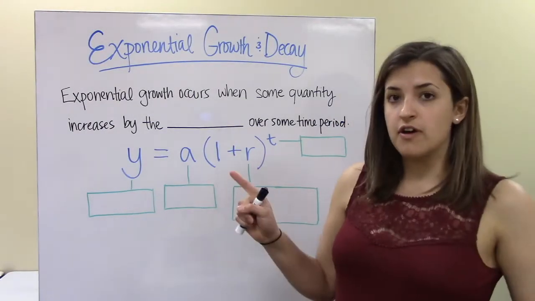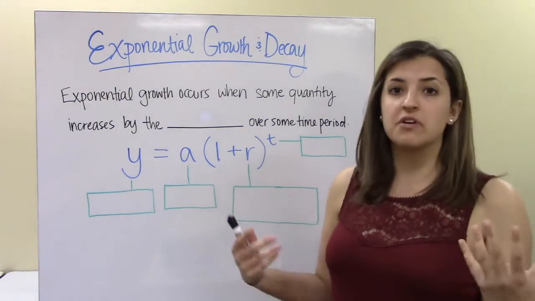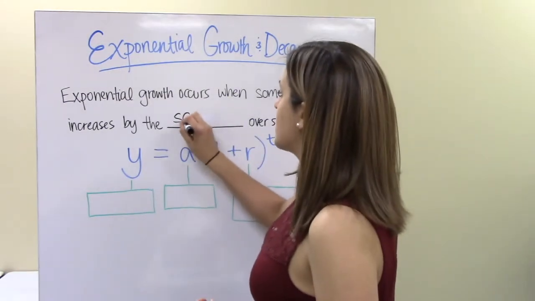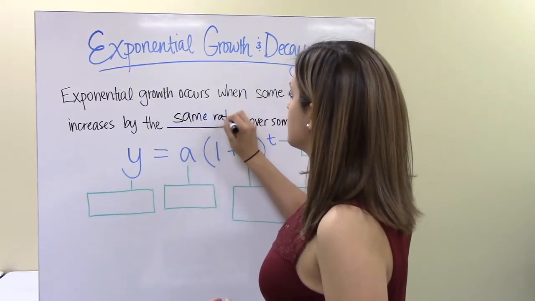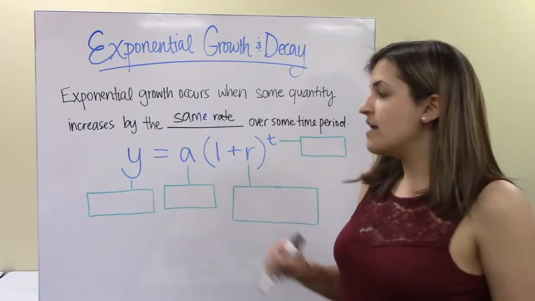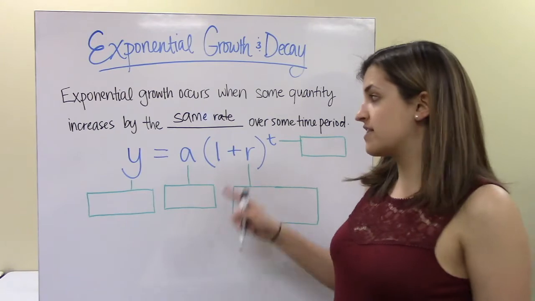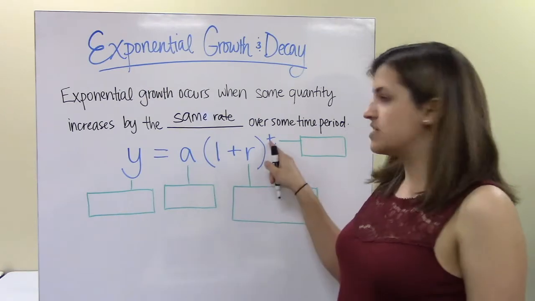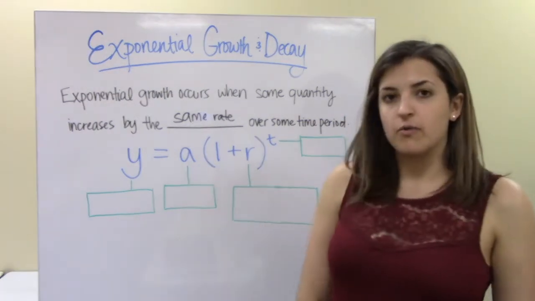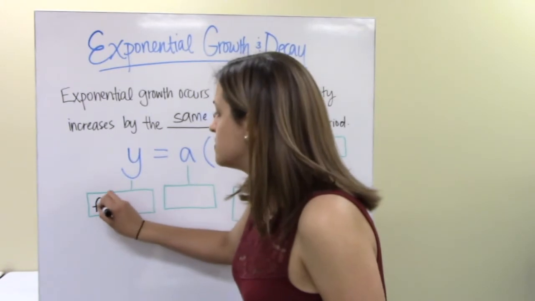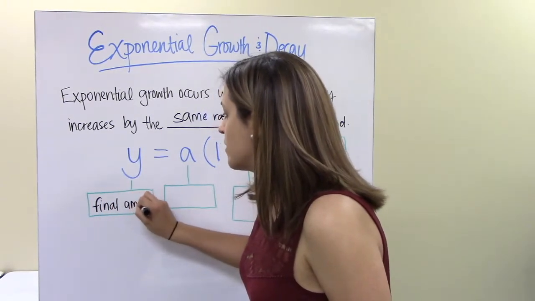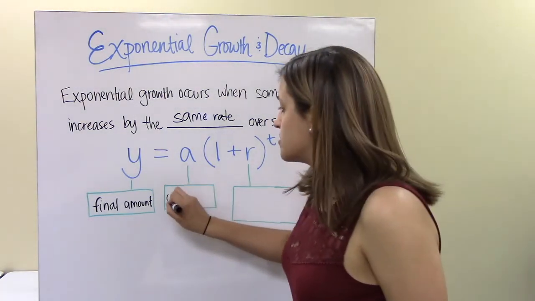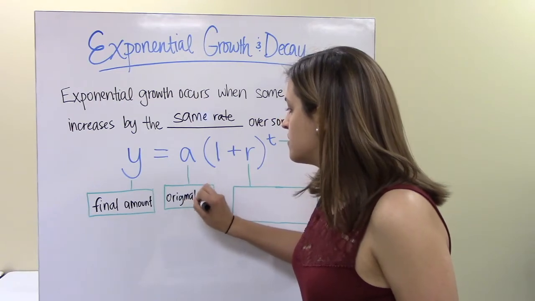Exponential growth occurs when some quantity or some number increases by the same rate over some time period. And the general form of exponential growth looks like this. Y equals A times the quantity 1 plus R to the T. So what do these stand for? Well, Y stands for our final amount. So that's what we're going to end up with after some growth rate over a specific time. A is going to be our original amount.